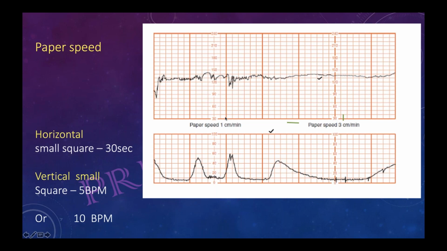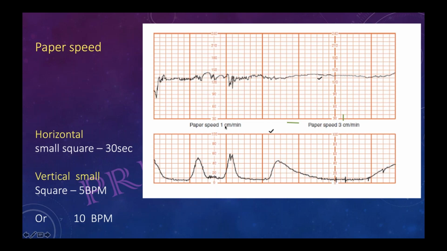Now the second calculation is beats per minute. This vertical axis tells you beats per minute. Sometimes it will be 5 beats per minute, sometimes 10 beats per minute. For example, here it is 10 beats per minute. Calculate it: 30, 40, 50 and 60. So this is 10 beats. This way the calculation is done.